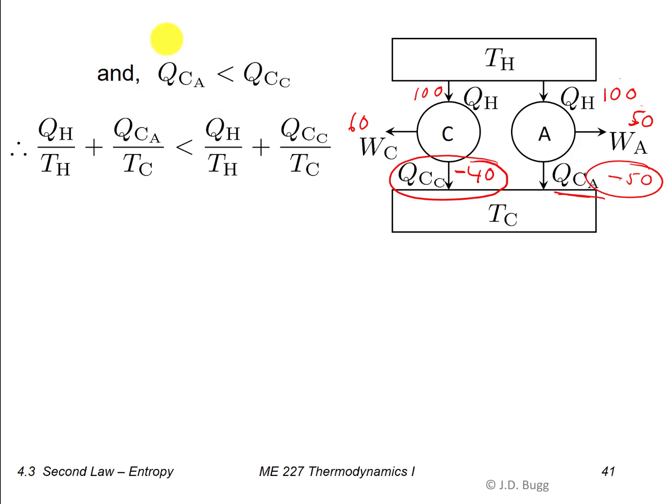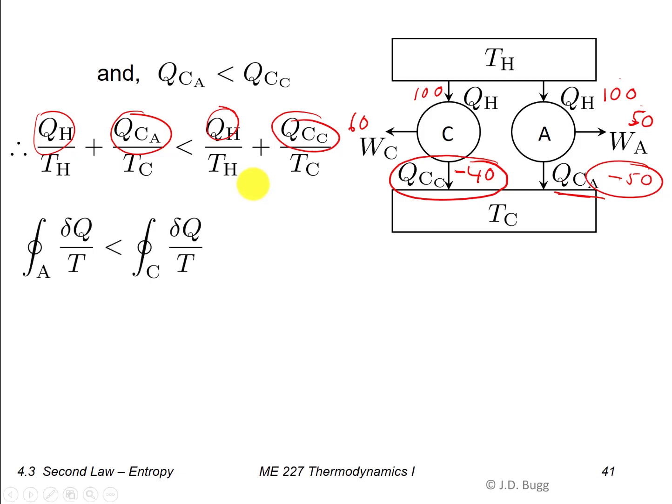So going back to our Clausius inequality, this is what we have for cycle A, and this is what we have for the Carnot cycle. If you look at these expressions, the only thing that's different between them is the heat rejected to the cold temperature reservoir. We're supplying each with the same amount of energy, and they're operating between the same two temperatures. So that tells us that the value of the integral, which is this, for cycle A is less than it is for the Carnot cycle.